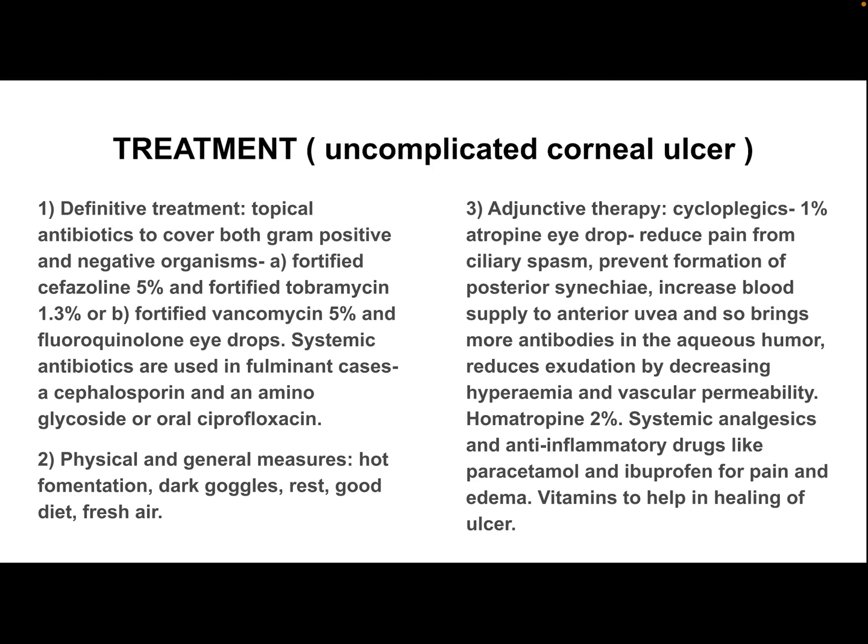Now adjunctive therapy, this is also asked. They ask you, why are you giving cycloplegics in uncomplicated corneal ulcer? What is the benefit of giving atropine? Actually there are three things that we give in adjunctive therapy. One is cycloplegics, then systemic analgesics and anti-inflammatory drugs, and then vitamins. Cycloplegics is like a separate 5-mark question. They'll ask you why you're giving cycloplegics.